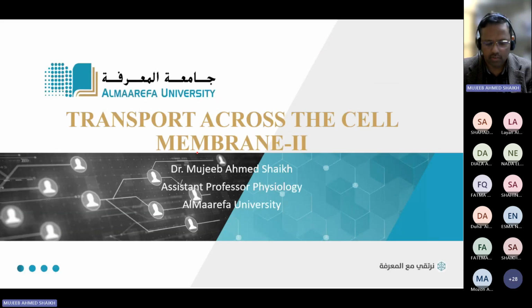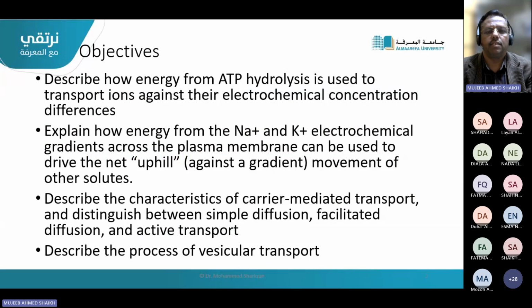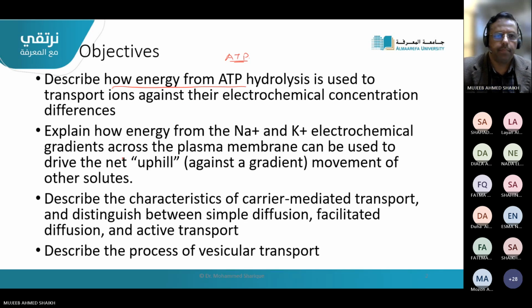So, transport across the cell membrane part 2 comprises mainly active transport. In this lecture, what we are supposed to learn is how the energy from ATP hydrolysis is used, because in active transport ATPs are utilized. How the hydrolysis of ATP will be used for transporting substances against their electrochemical gradient, that is, although there is a low concentration, they still move to the high concentration.